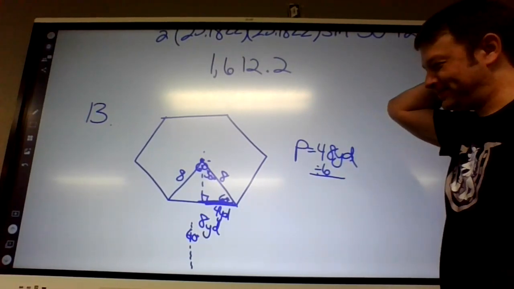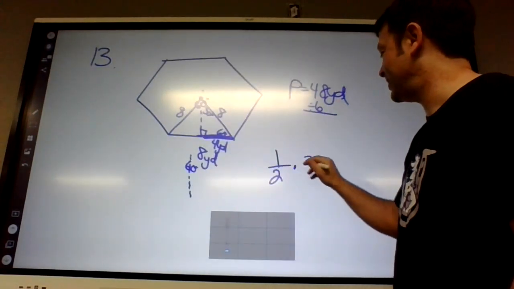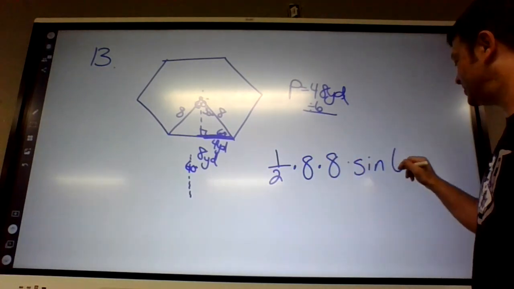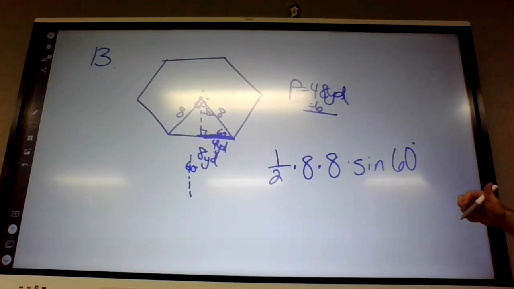So 1/2 times side times side times sine of 60. How many triangles will a hexagon have in it? 6. So that will do it.